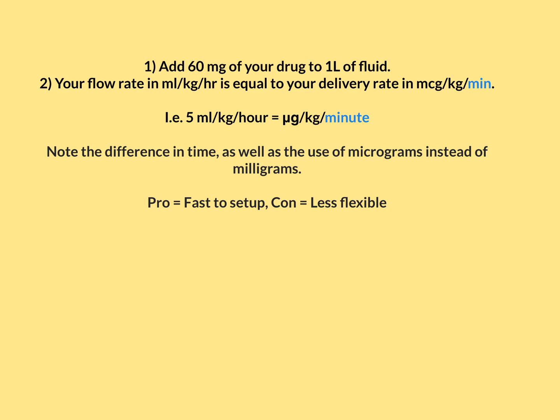When you do that, your flow rate in mils per kilo per hour is equal to your delivery rate in micrograms per kilo per minute. So it's a bit unusual. You're going from hours to minutes, so you need to keep that straight in your head. But if you're trying to set up a dopamine CRI or something fairly quickly, then you're simply going to add 60 milligrams of dopamine to 1 liter.